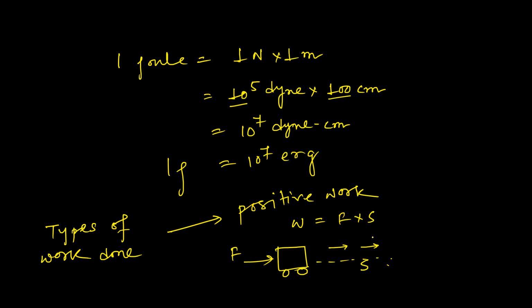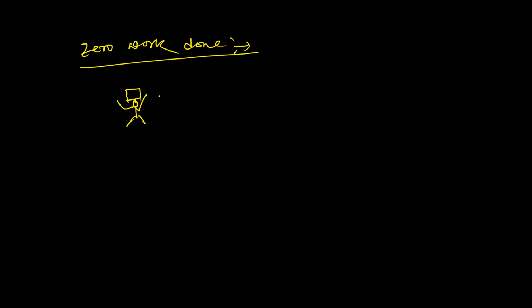Okay, now next we'll study about zero work done. What do you mean by zero work done? Whether the work done can be zero. Now, if we are going to study zero work done, suppose there was a man who was carrying some load on his head and he is moving in this direction. We have just taken this example.